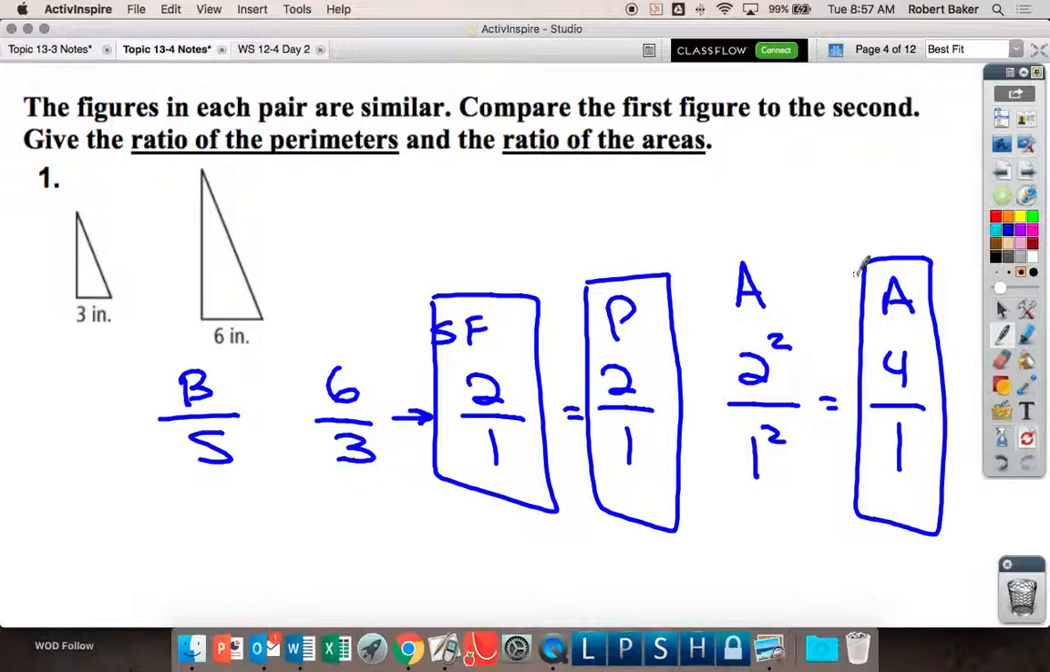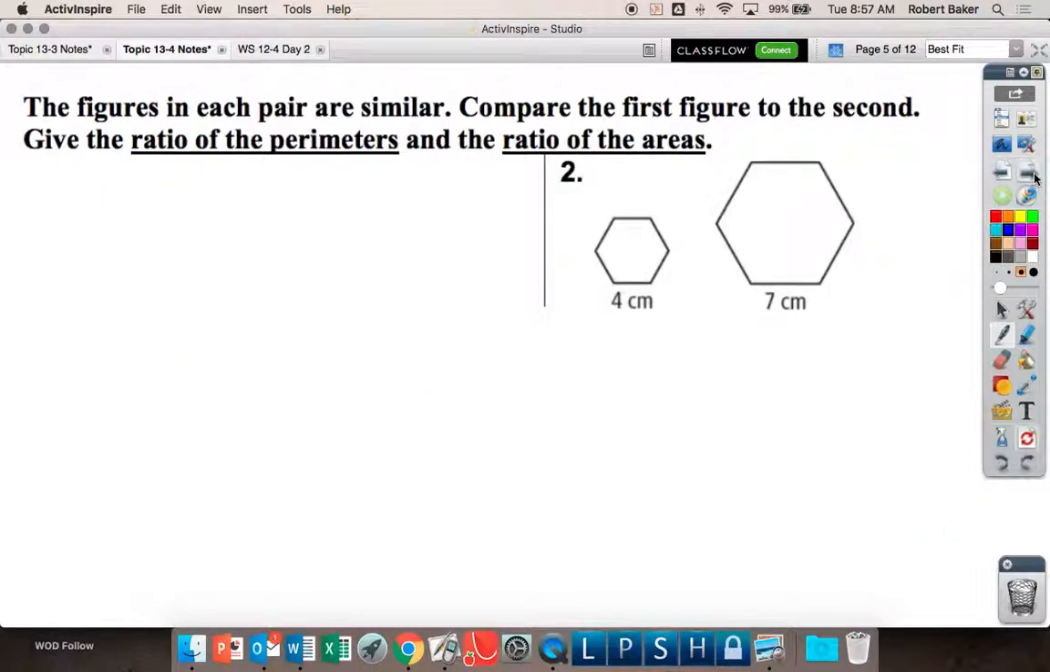Alright, so just setting up practice, because you're going to have to be able to set these up to solve questions later. Does anybody have any issues with how we're doing this? Big shape over small shape, and then big shape squared over small shape squared for your area. Alright, try it again. It says we have 2 shapes here. Set up a scale factor ratio, set up a perimeter ratio, and set up an area ratio.